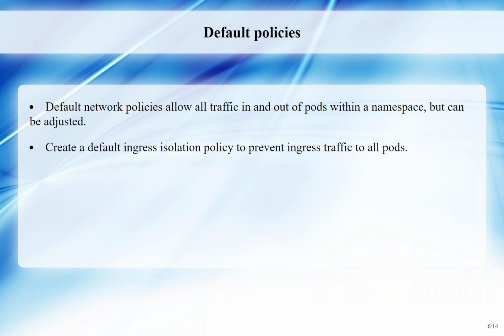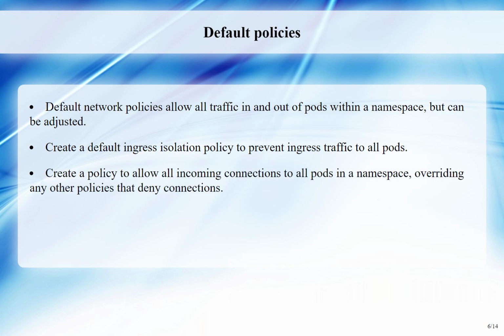One option is to create a default ingress isolation policy by creating a network policy that selects all pods but does not allow any ingress traffic to those pods. This ensures that even pods not selected by any other network policy will still be isolated for ingress. Alternatively, if you want to allow all incoming connections to all pods in a namespace, a policy can be created that explicitly allows that. This policy will override any other policies that deny incoming connections.